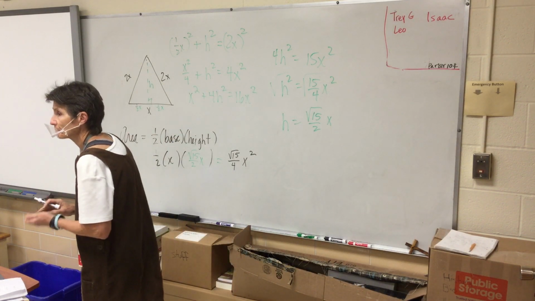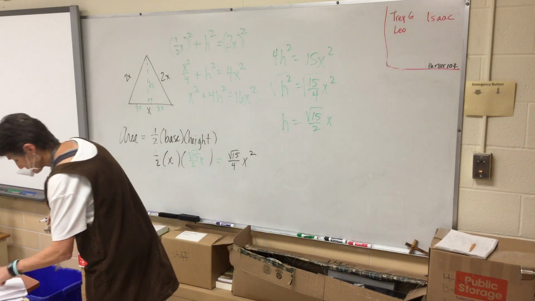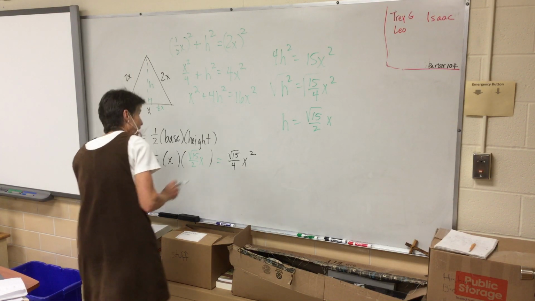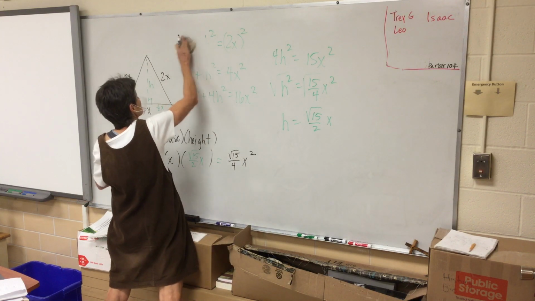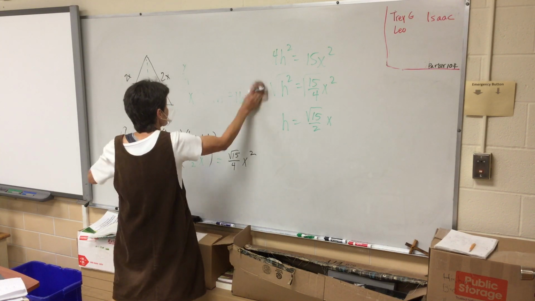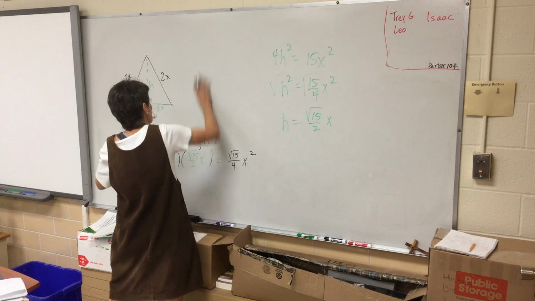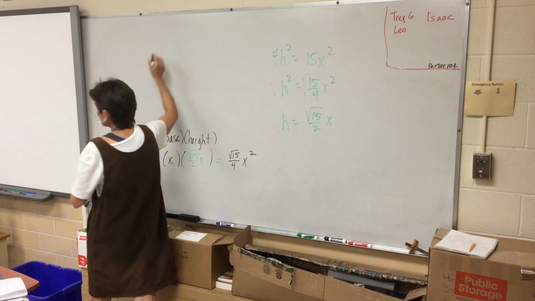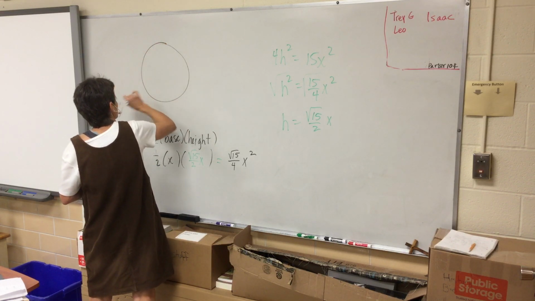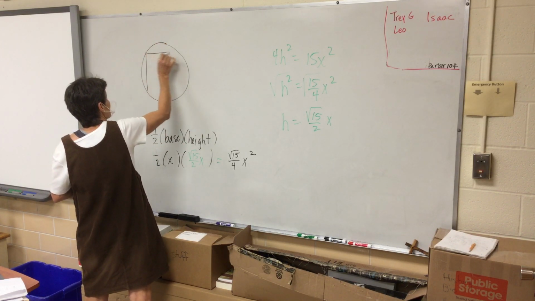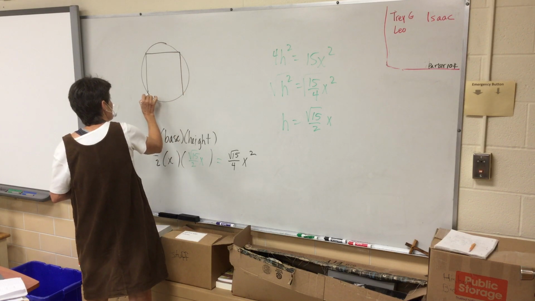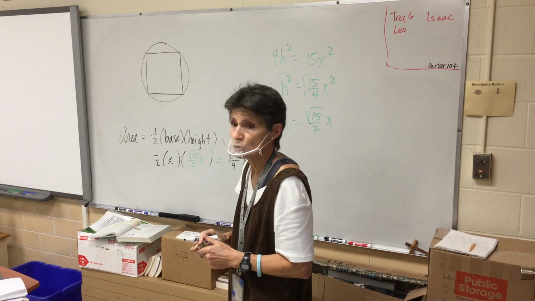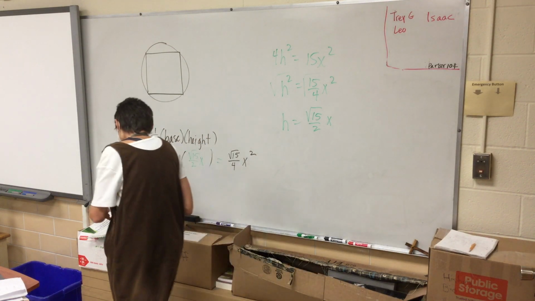Any question about that? All right, next, I'm just going down in order. A square is inscribed in a circle. All right, do you know what that means? Here's my circle, and I have a square tucked in it just like that. That is a square inscribed in a circle.